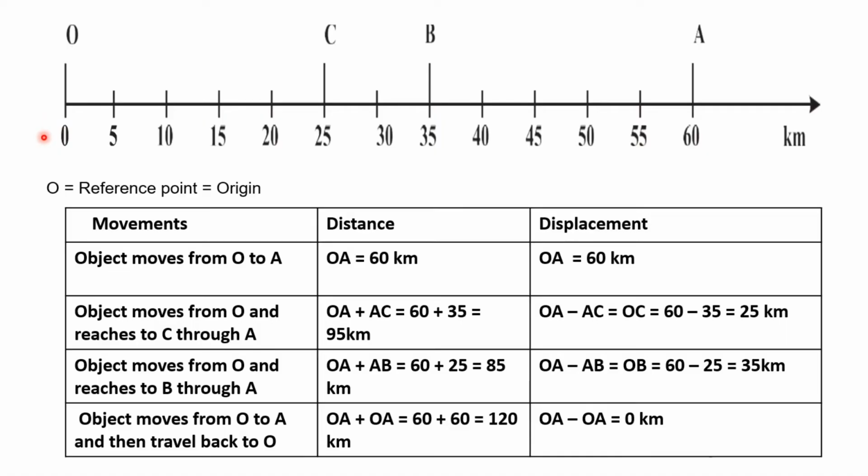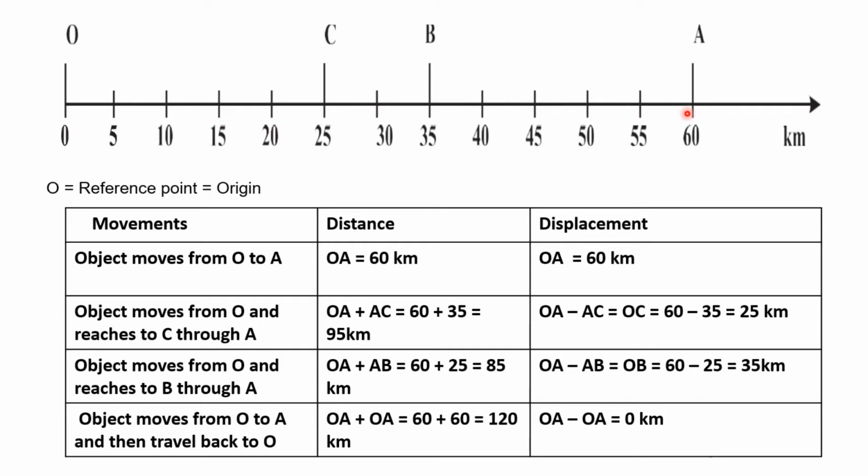Consider the example given in the textbook. Scale is given in kilometer and these are the points. O, C, B and A are the points. Now what is this O? O is the reference point, or it is also called as origin, from where the object is going to travel. So we have made a table in which, for the movement of object we are going to consider, we have to find out how much will be the distance covered by that object and what will be the displacement. So the object moves from O to A.